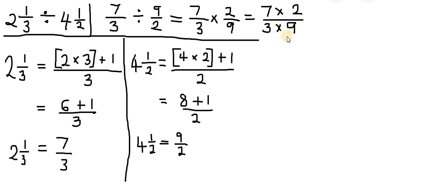Now there's no breakdown necessary because the top numbers are both prime numbers, and there's no common factor with the bottom number, so 7 times 2 is 14, 3 times 9, 27. So 2 1 over 3 divided by 4 1 over 2 is simply 14 over 27.